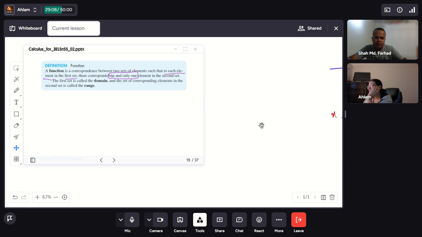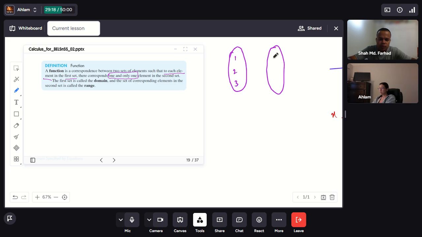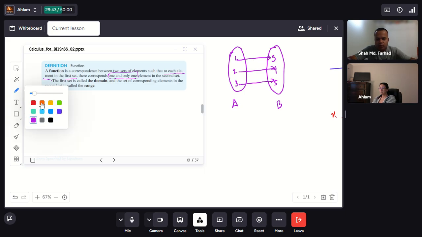If we consider two sets, 1 2 3 and 3 4 5, if you consider the first one as A and the second one as B, then for one element in the first set, we must get one element in the second set. Okay, so this one is a function.